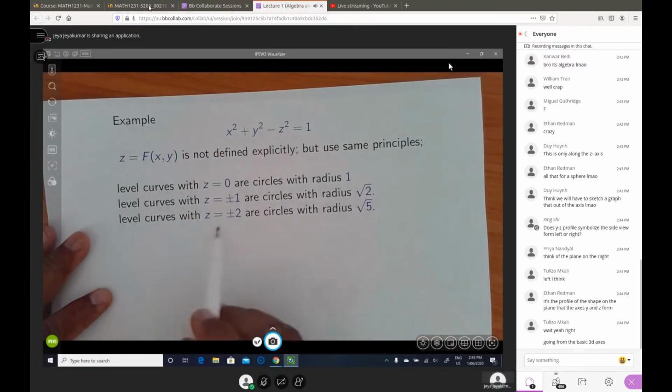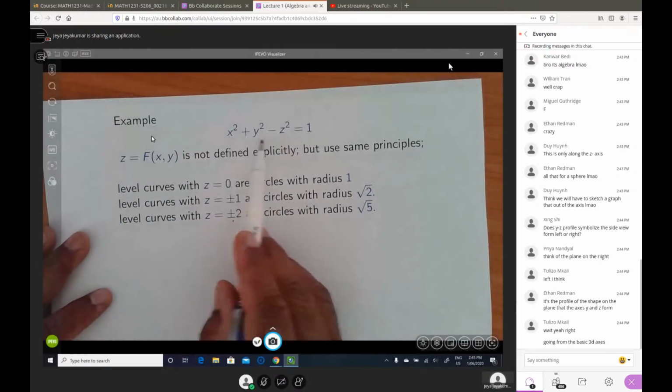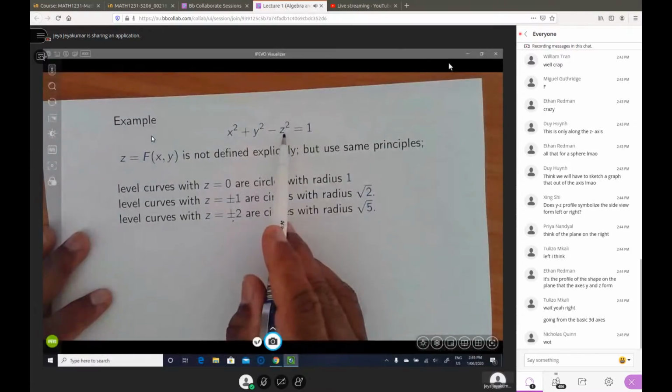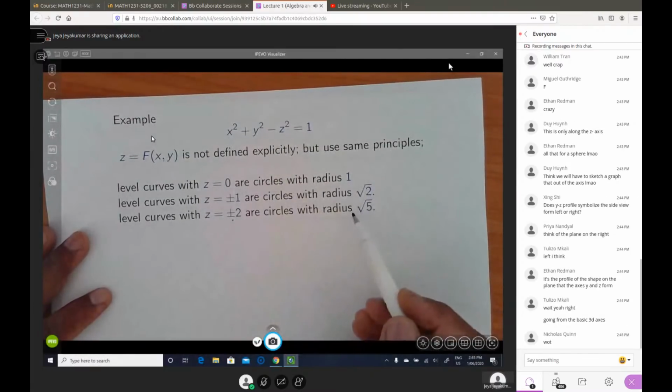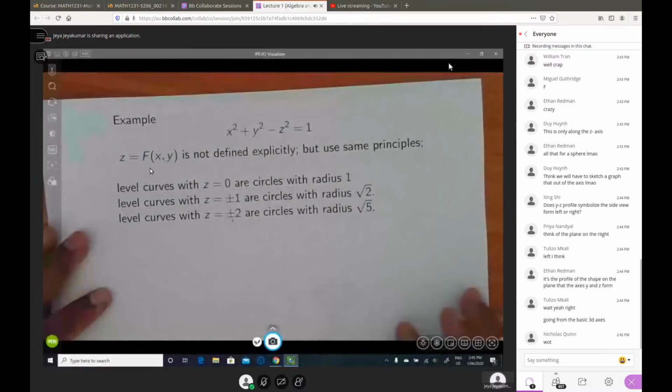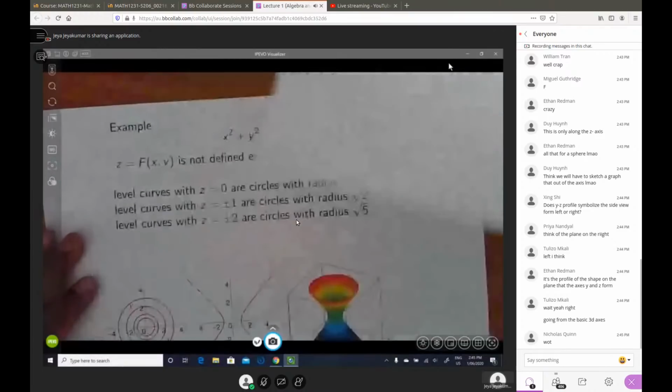Okay, and put some other values. So z is plus or minus 2, and x squared plus y squared is 2 squared, 4, plus 1, which is 5. The radius is square root of 5. Okay, I think I have given you a sketch in the outline notes. Let's look at that.